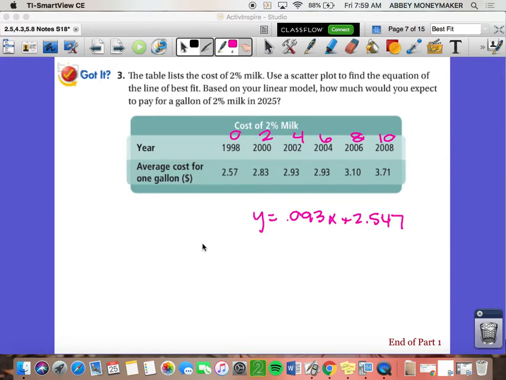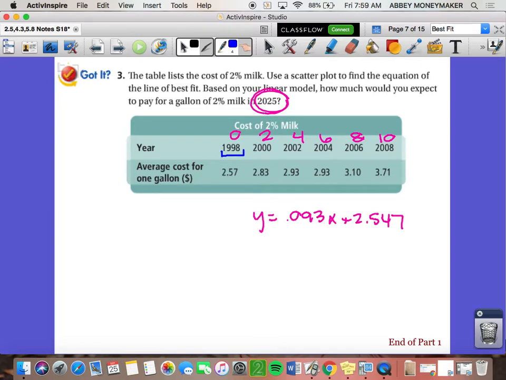And then it wants us to predict the price of milk in 2025. So to predict for 2025, we need to look at, okay, we started at year 0 with 1998. So how many years has it been from 1998 to 2025? That would be 17 years. So I'm going to plug in 17 for x. And we're going to figure out the price of milk for the year 2025.